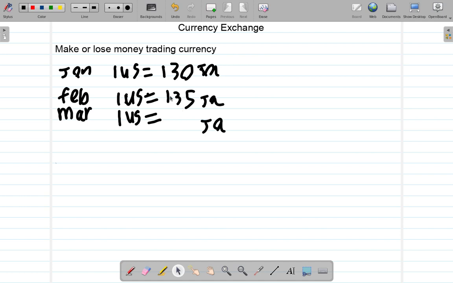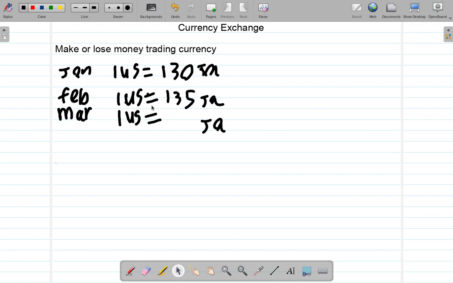So, for example, suppose in January, $1 was selling for 130 Jamaican, or 130 Jamaican was equal to $1. Then in February, 135 Jamaican dollars was equal to $1. It's now February. Imagine it's now February.